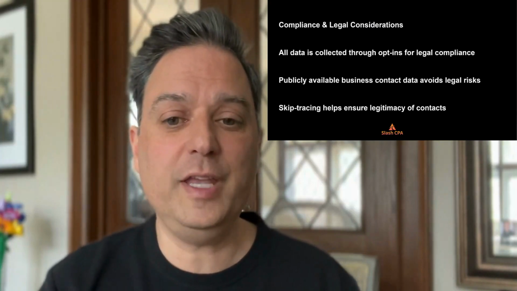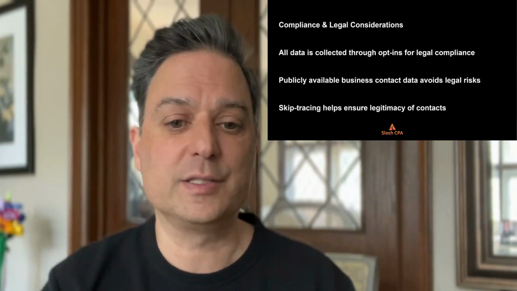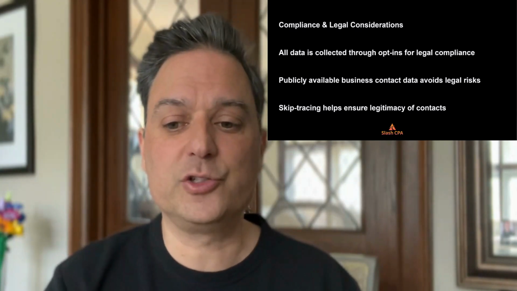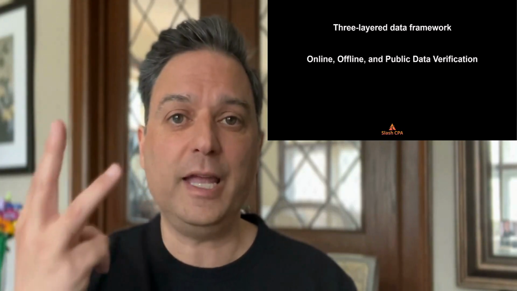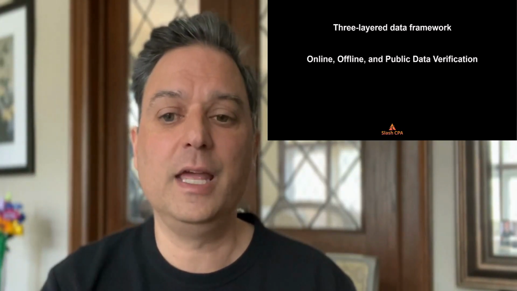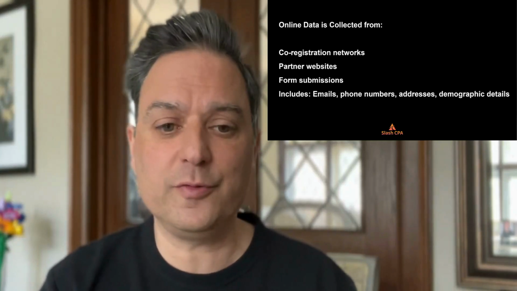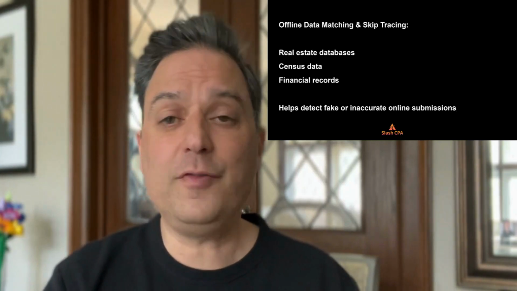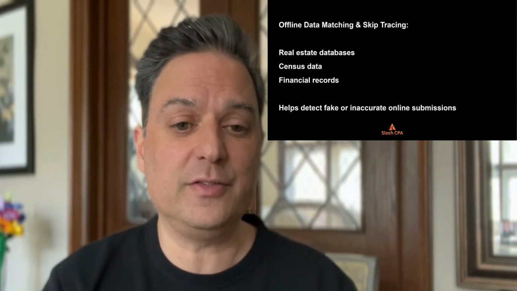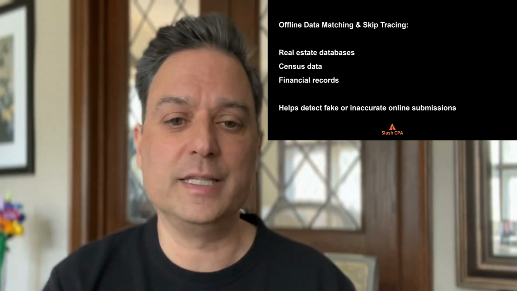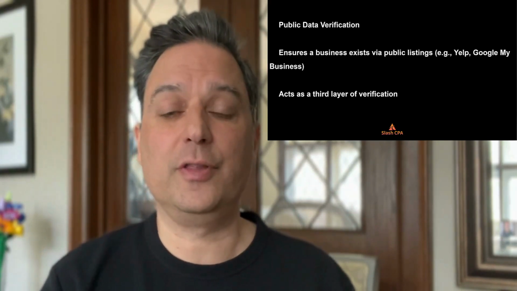Need more details? Let's jump right in. Compliance and legal considerations. All data is collected through opt-ins for legal compliance. Publicly available business contact data avoids any legal risk. Skip tracing helps ensure legitimacy of contacts. We have a 3-layered data framework: offline, online, and public data verification. Online data is collected from co-registration networks, partner websites, and form submissions. Offline data matching and skip tracing is from real estate databases, census data, and financial records. It also helps detect any kind of fake or inaccurate online submissions. Public data verification ensures a business actually exists. This is for more B2B and also adds a third layer of verification.